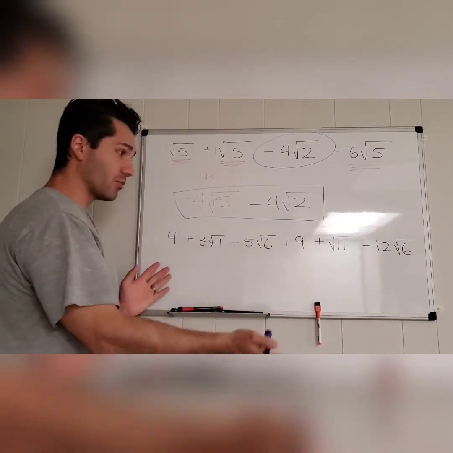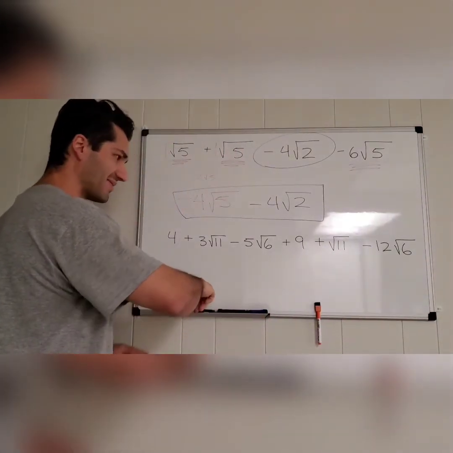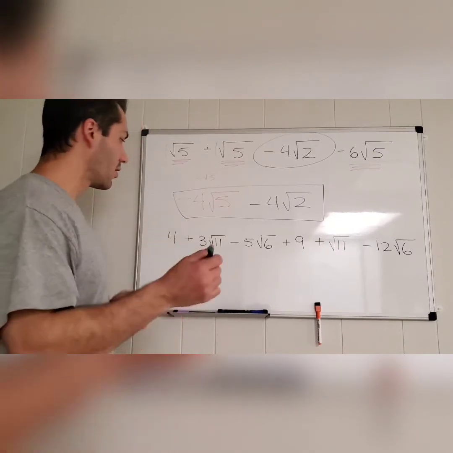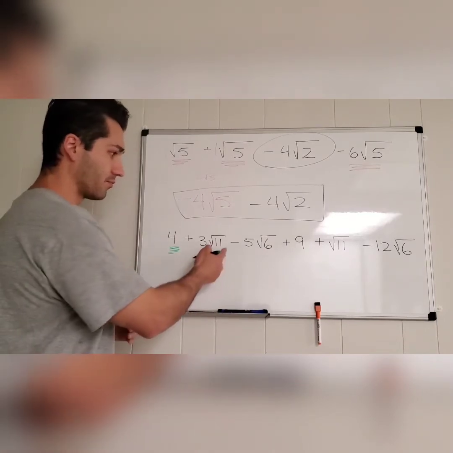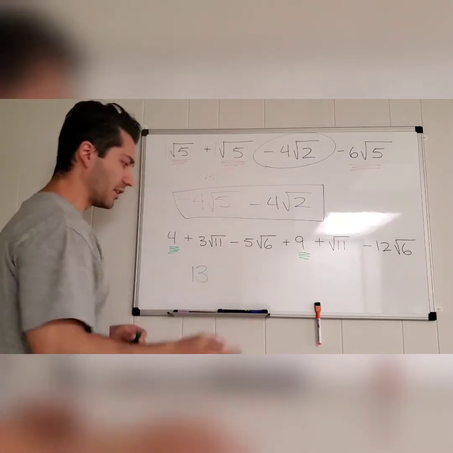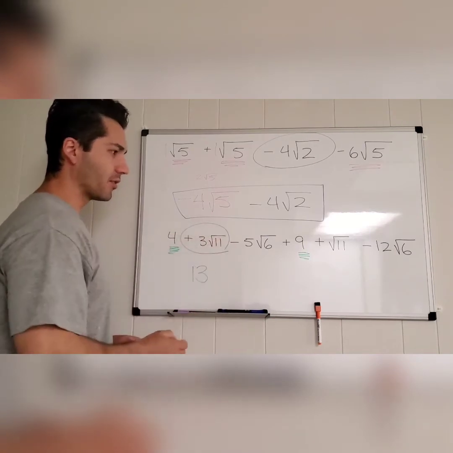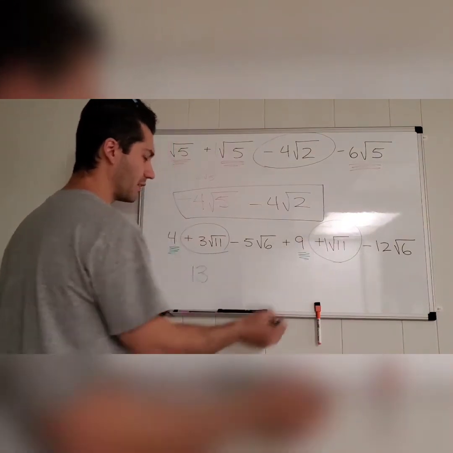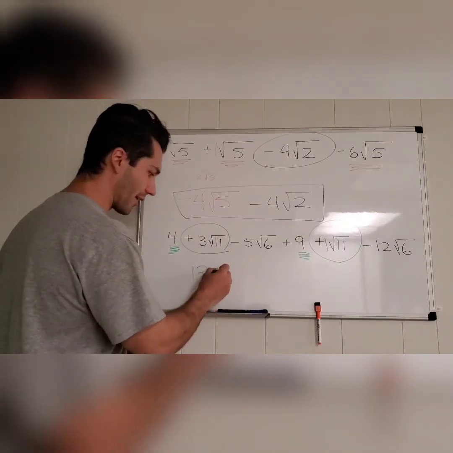This one down here has 6 terms to it. There's a whole bunch going on down here. But when you look at it, you just look for those like terms. It looks very complicated. It's not. Like terms. 4. 4 is just a regular number. It's an integer. I look for another integer. 9. 4 plus 9, 13. That one's done. 3 radical 11 plus radical 11. Remember, there is this implied 1 here. 3 radical 11 plus 1 radical 11 is a 4 radical 11.